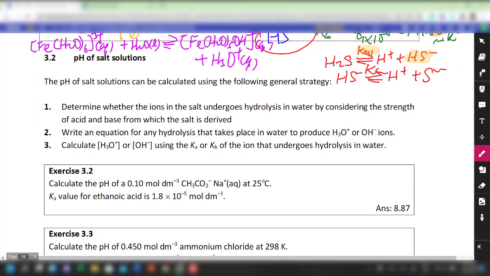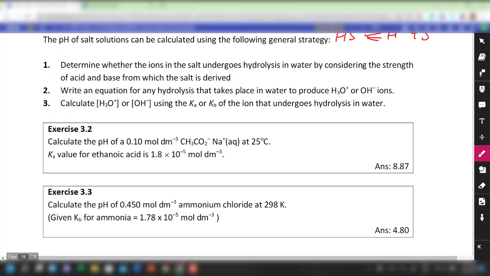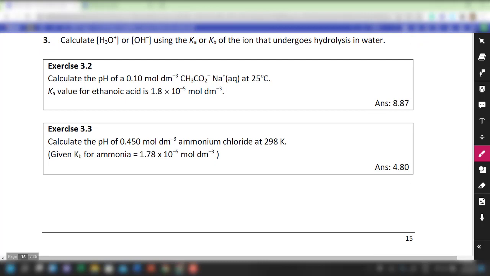And then for 3.2, before that, we need to look at the pH of salt solutions. Again, we need to consider the strength of the acid and base, and then write an equation and see which one produces a surplus amount of H3O⁺ and OH⁻, and then after that calculate the concentration of H3O⁺ or OH⁻. So I think it works best with an example.